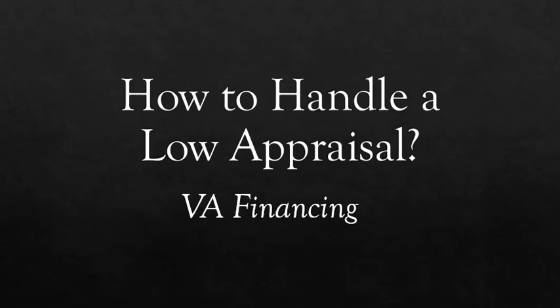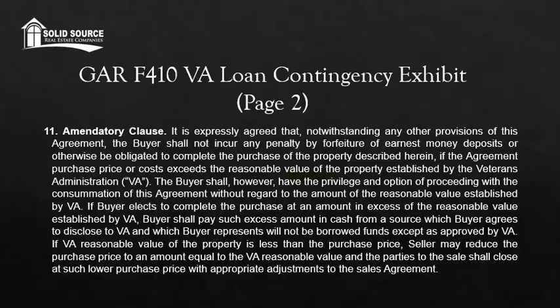How to handle a low appraisal when a buyer is obtaining VA financing. To answer this question, we take a look at the contract itself and any exhibits to the contract, such as GAR F410 VA Loan Contingency Exhibit. Now, paragraph 11 is the amendatory clause. This is the appraisal language that we're looking for, and it's on page 2 of the exhibit.